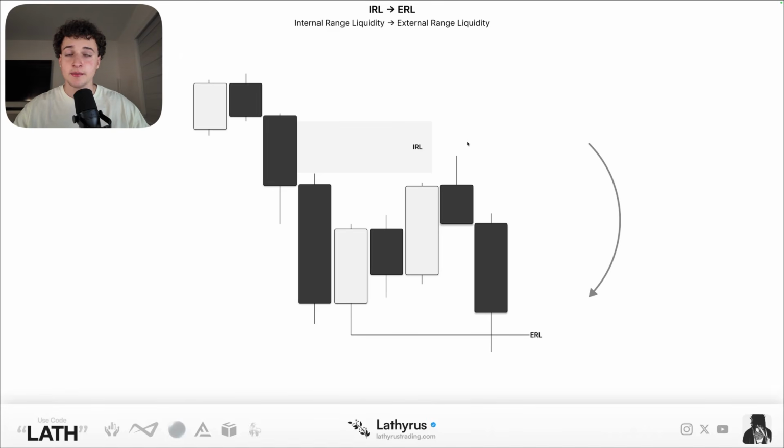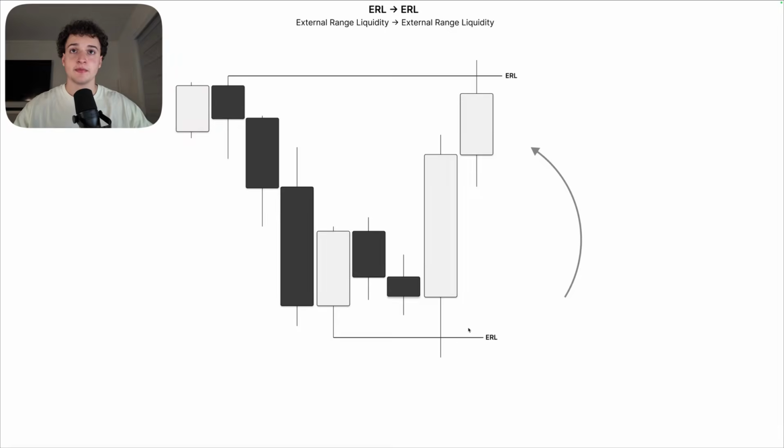Here we have this same scenario, but in bearish context. As you see that we retrace into this bearish fair value gap or this bearish IRL. And then we pair liquidity going into this ERL or this external range low.